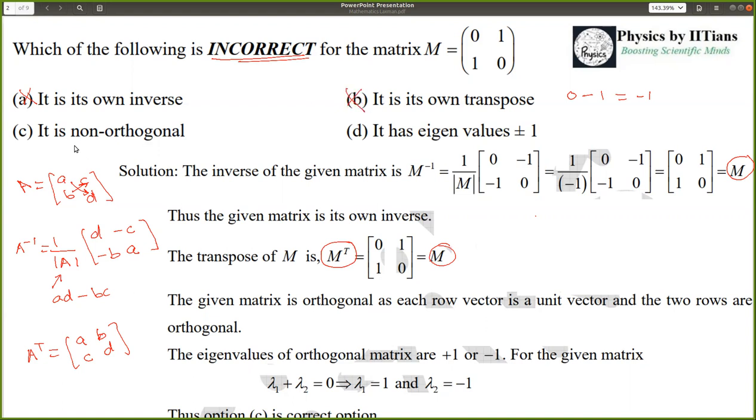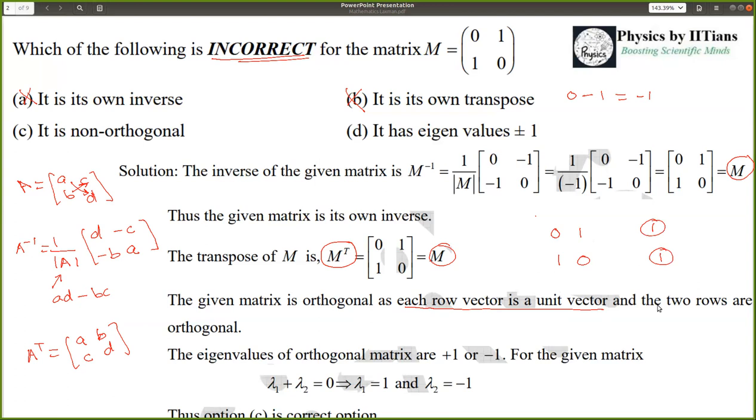Now the third option says it is a non-orthogonal matrix. So you have to know what an orthogonal matrix is. The basic definition of an orthogonal matrix is that its row vectors are unit vectors. Unit vector means the magnitude of the row vector will be 1. You can check that the first row is 0, 1, so the magnitude is 1 here. And the second row is 1, 0, again the magnitude is 1 here. The first criterion is successfully completed: each row vector is a unit vector.